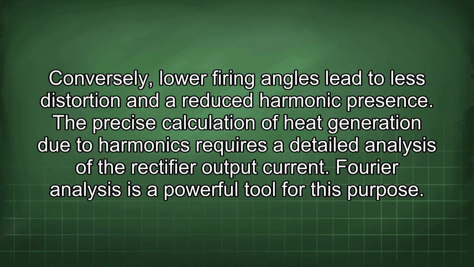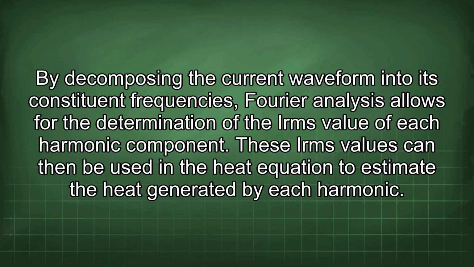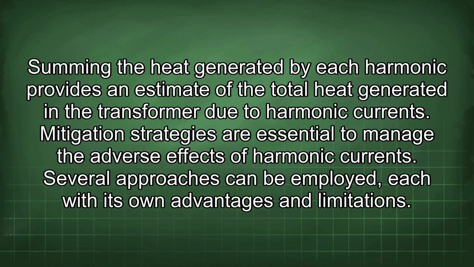The precise calculation of heat generation due to harmonics requires a detailed analysis of the rectifier output current. Fourier analysis is a powerful tool for this purpose. By decomposing the current waveform into its constituent frequencies, Fourier analysis allows for the determination of the I_rms value of each harmonic component. These I_rms values can then be used in the heat equation to estimate the heat generated by each harmonic. Summing the heat generated by each harmonic provides an estimate of the total heat generated in the transformer due to harmonic currents. Mitigation strategies are essential to manage the adverse effects of harmonic currents.